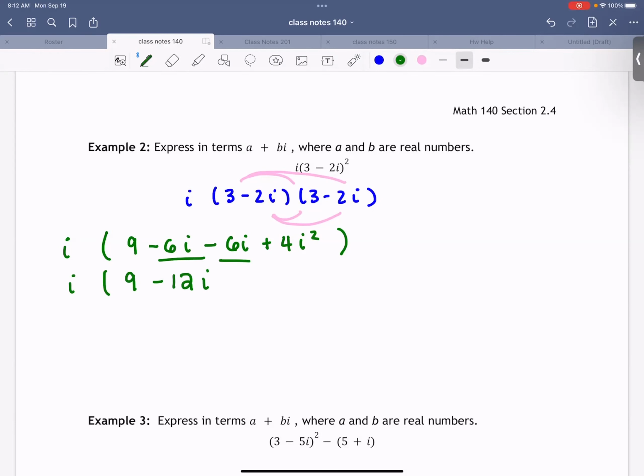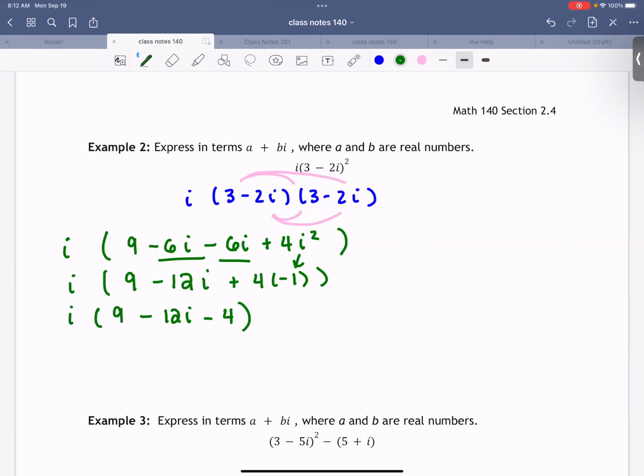-4, good. I'm gonna show the step because I always mess up. I don't know why, but instead of writing i squared, I'm gonna write -1. Remember, i squared is the same thing as -1. If you want to skip the step and write -4, that's okay, but I always mess up if I don't. So this becomes 9 minus 12i minus 4.